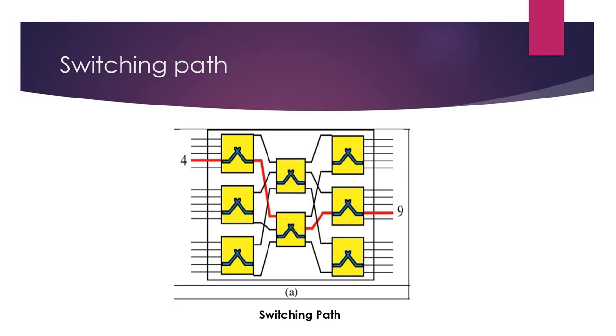On the left-hand side, connecting from 4 to 9 means the stage 1 first switch is connected to the stage 2 second switch, and then the stage 2 second switch is connected to the stage 3 second switch. The second switch connects to device 9. So here, 4, 2, and then 9: we are using multiple path switches to connect both sides of the switches.